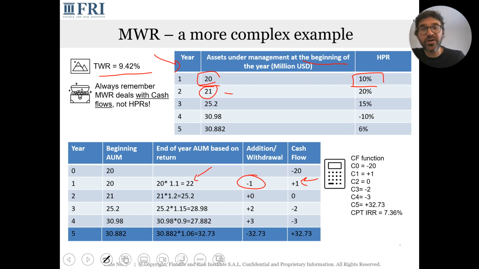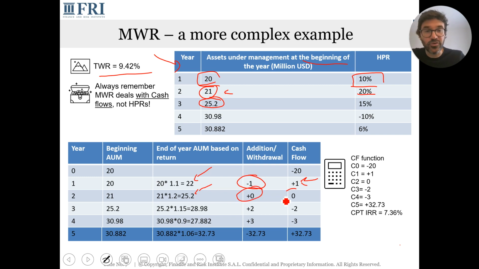So now we start the beginning of year two with $21 million, on which we earn 20%. We should have ended the year at 25.2. We look at the beginning assets under management for year three, 25.2. So no funds were deposited into the portfolio and no funds were withdrawn.